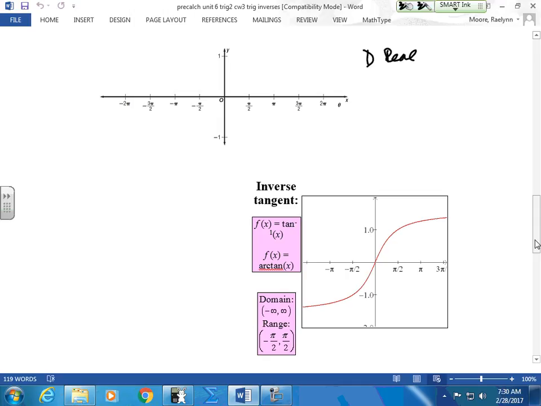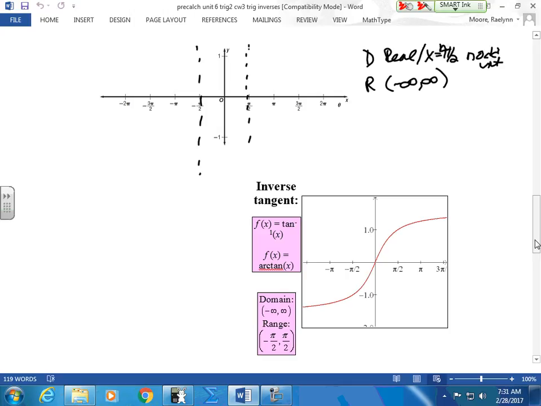Real numbers, except where n is an odd integer. And your range was what? All real numbers, because that's like the little piece of spaghetti that goes on and on. So here's my asymptotes. And, oh, I missed the n. Sorry, I said it, but I didn't write it.